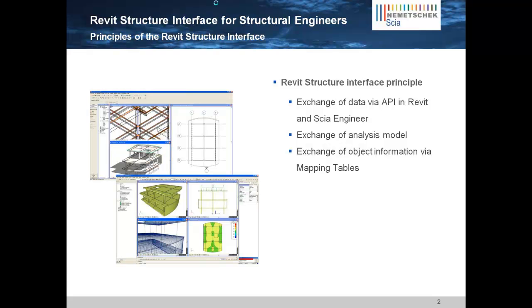Let's look a bit closer at how the Revit Structure interface works. It is based on three main principles, which are the exchange via the API, the exchange of analysis models, and the exchange of object information via mapping tables. The exchange via API means that the link is a direct connection between both software, by means of what we call a programmer's interface, that allows us to share the information.